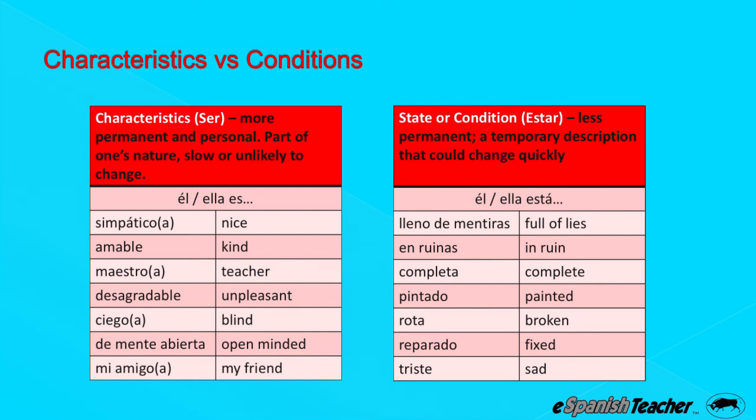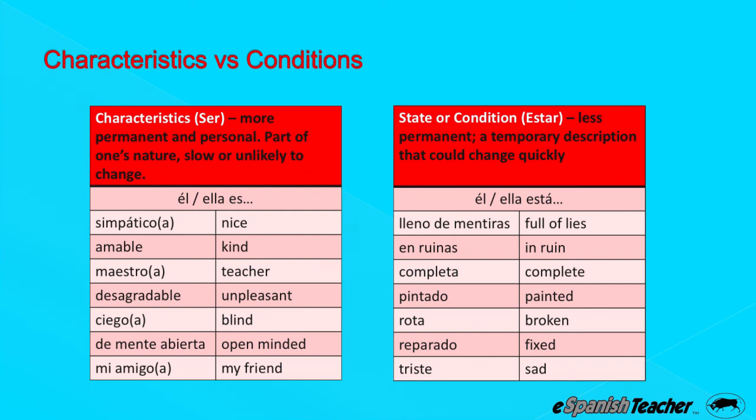Él es amable. He's kind. Ella es maestra. She is a teacher. Él es desagradable. That's a great word. Él es desagradable. He's unpleasant. Generally, he is an unpleasant person. Ella es ciega. That means she is blind, okay? Blindness is a permanent characteristic. Él es de mente abierta. He is an open-minded person. And finally, ella es mi amiga. She is my friend. She's my friend now, and she's probably going to be my friend for a long time.